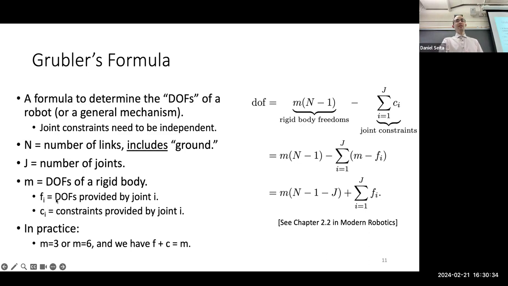And F is the degree of freedom provided by the joint, which we basically covered last slide. There's basically 6 common types of joints. And even of those 6, you usually only see the first 2, revolute and prismatic, which have 1 degree of freedom. So usually the last sum is a sum of i equals 1 to j of 1, which means it's equal to j. So in practice, the formula is pretty easy to use.